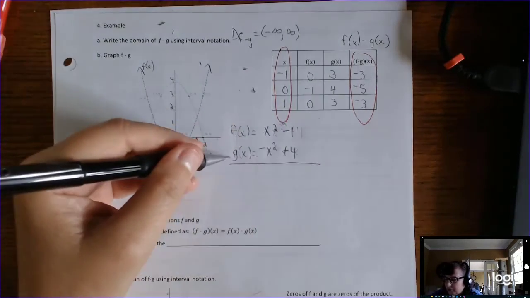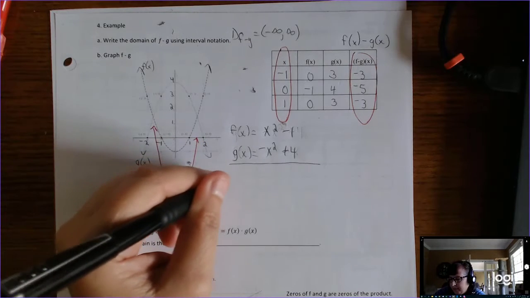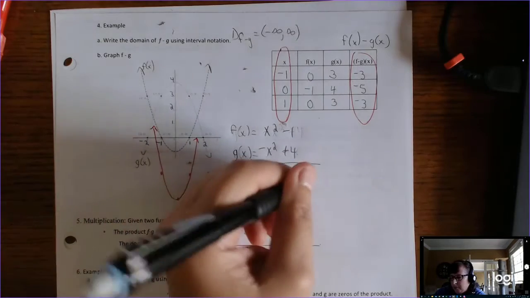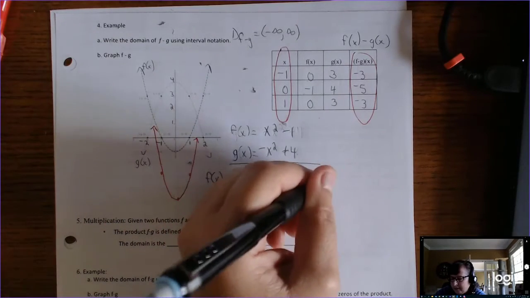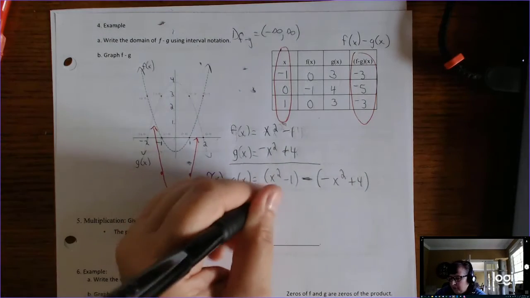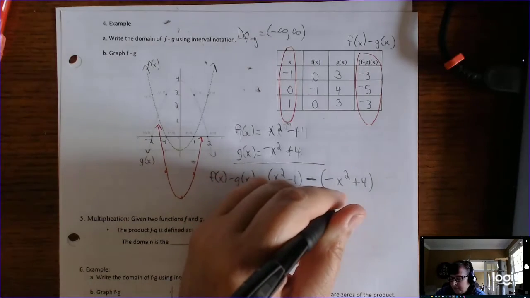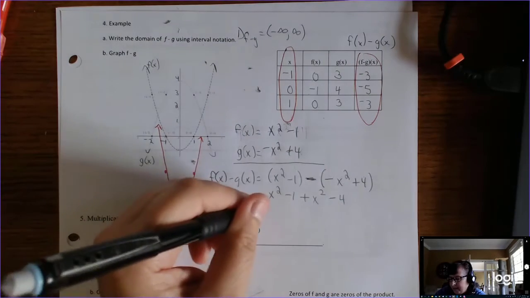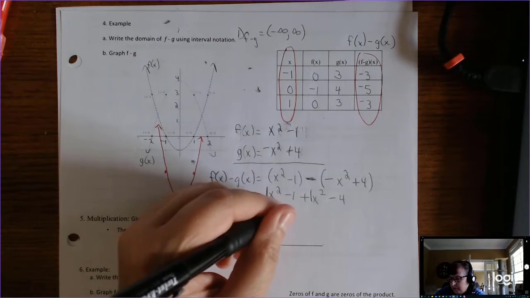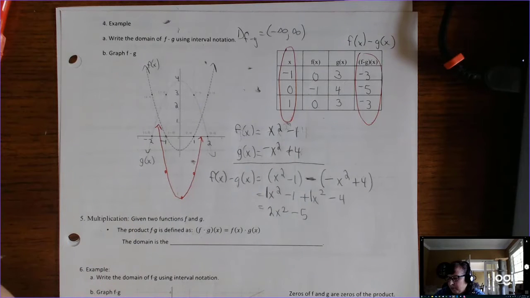Okay, so if I subtract these two, you've got to be very careful. F of x minus g of x, let's use parentheses, is x squared minus 1 minus parentheses negative x squared plus 4. So if I distribute the negative, I get a positive x squared and a negative 4. And I end up with 1x squared plus 1x squared is 2x squared, and then minus 5. So there it is, there's a parabola.